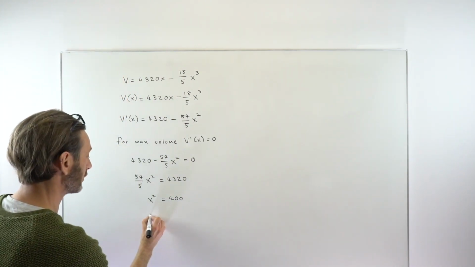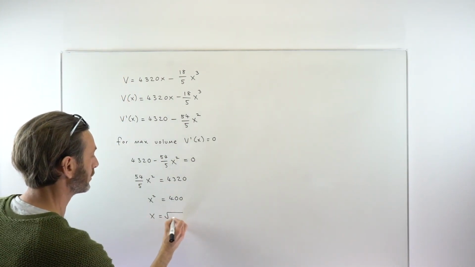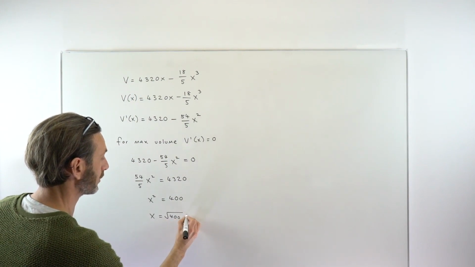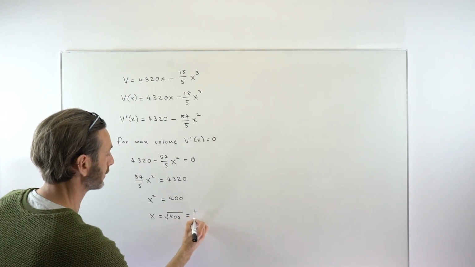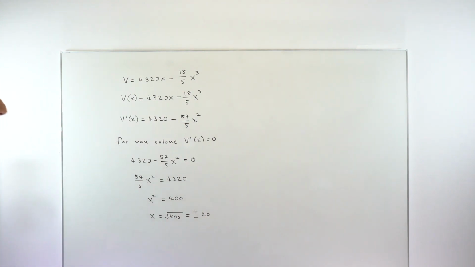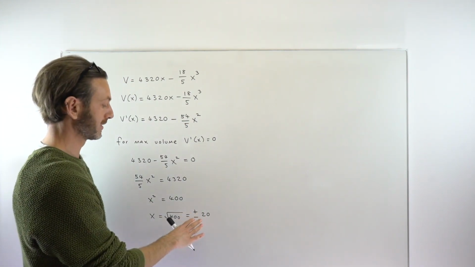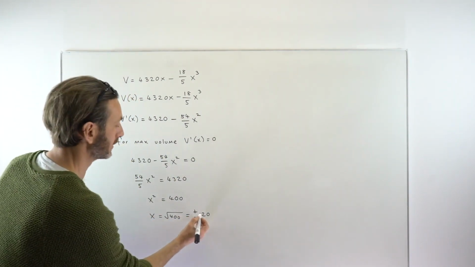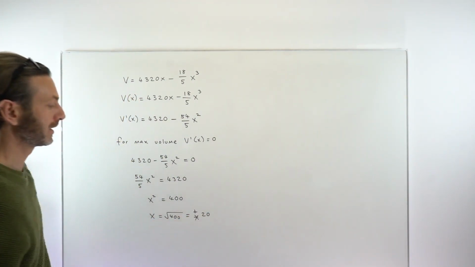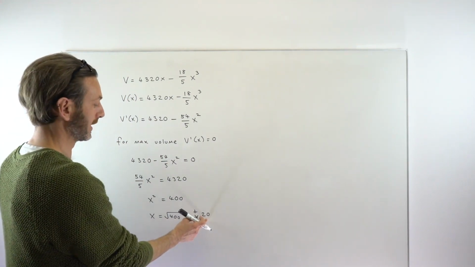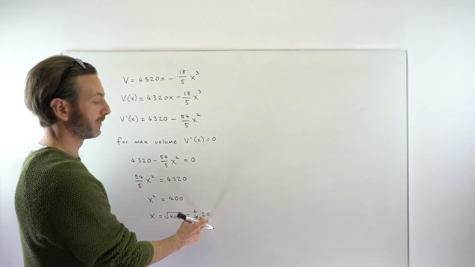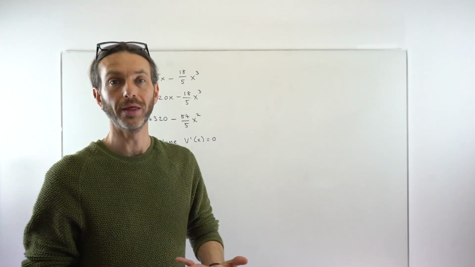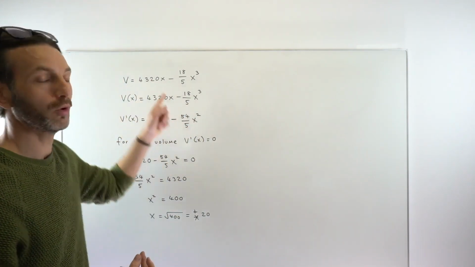So we could go ahead and square root, so x is going to equal the square root of 400. Remember, when you square root, you get both the plus and the minus, so we're going to get plus and minus 20. In this question, though, x represents something that cannot be negative because it's a dimension, so we can take off the negative answer, so the answer is just going to be 20. So we've found an optimal value, x equals 20. We hope that that's going to maximize the volume of the box.